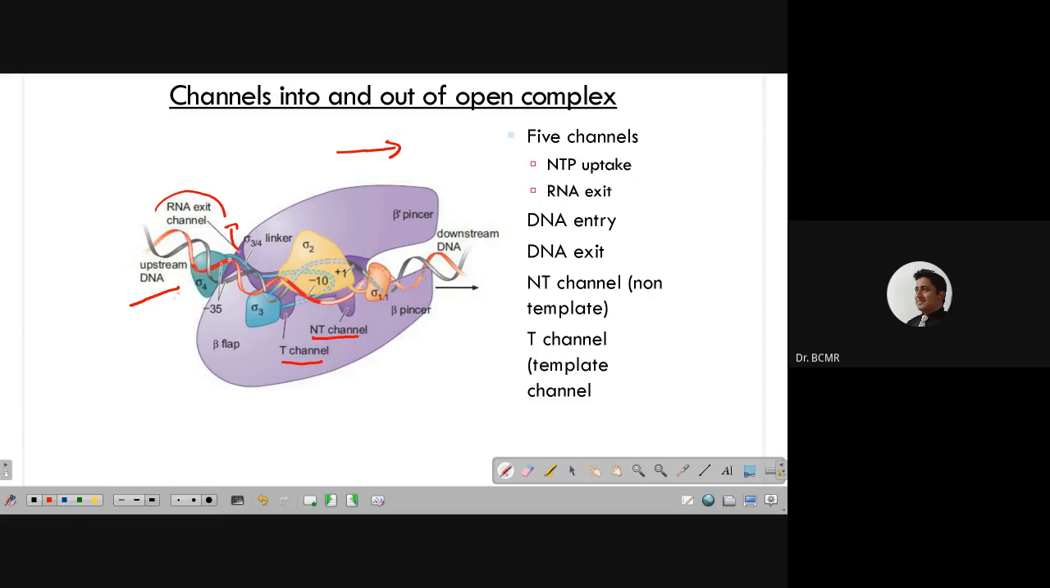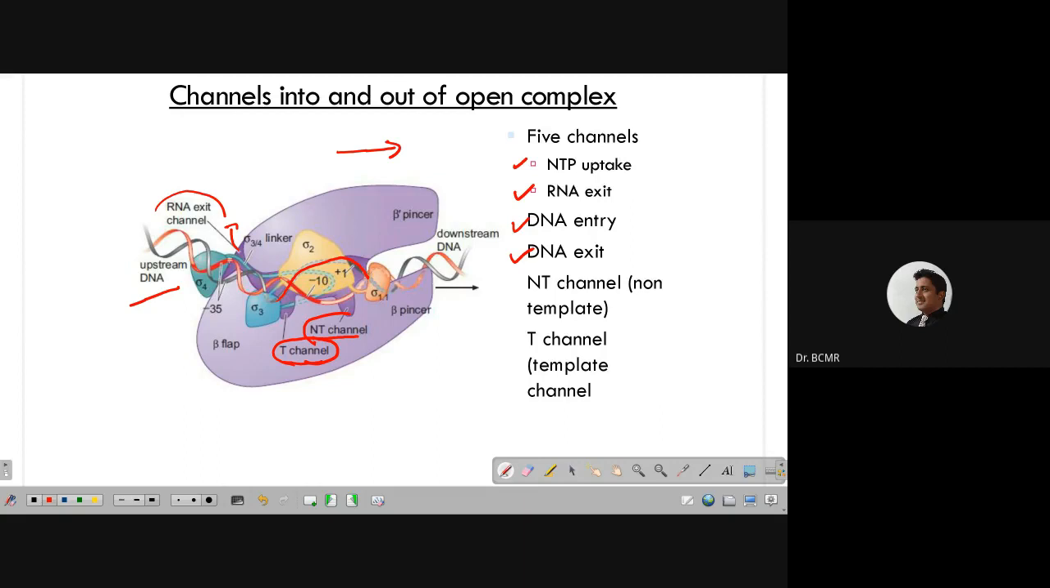How many are there? We have NTP uptake, RNA exit, DNA entry, and DNA exit. Sorry, this is the non-template channel, and this is the template channel. What is non-template? It is not going to act as a template for polymerization. If you see this region, that is the template DNA, which will be transcribed and RNA polymerase will form RNA.